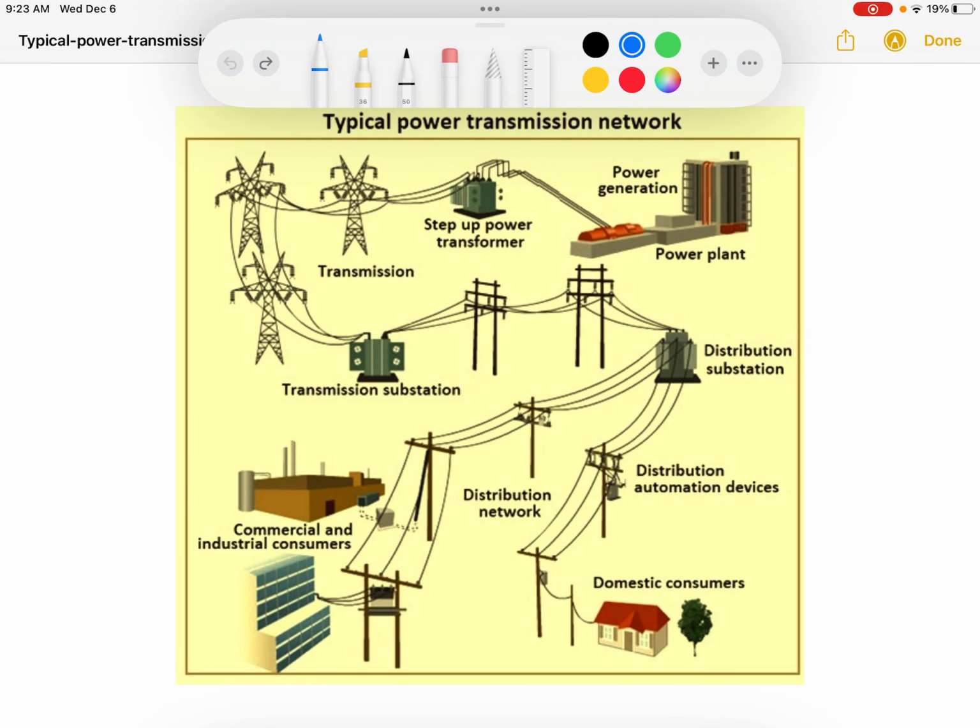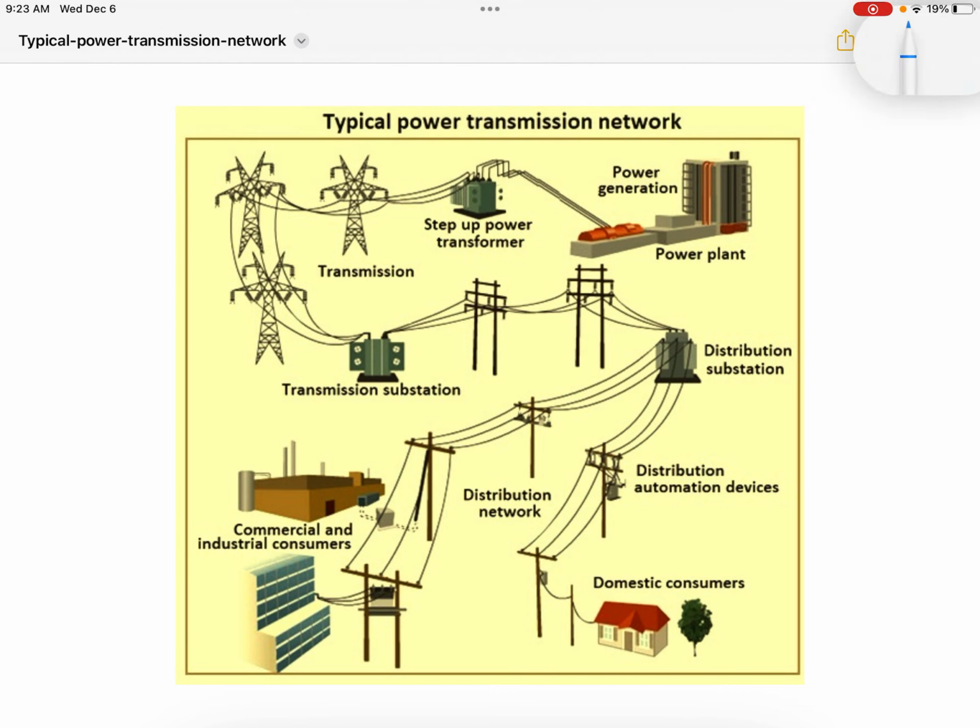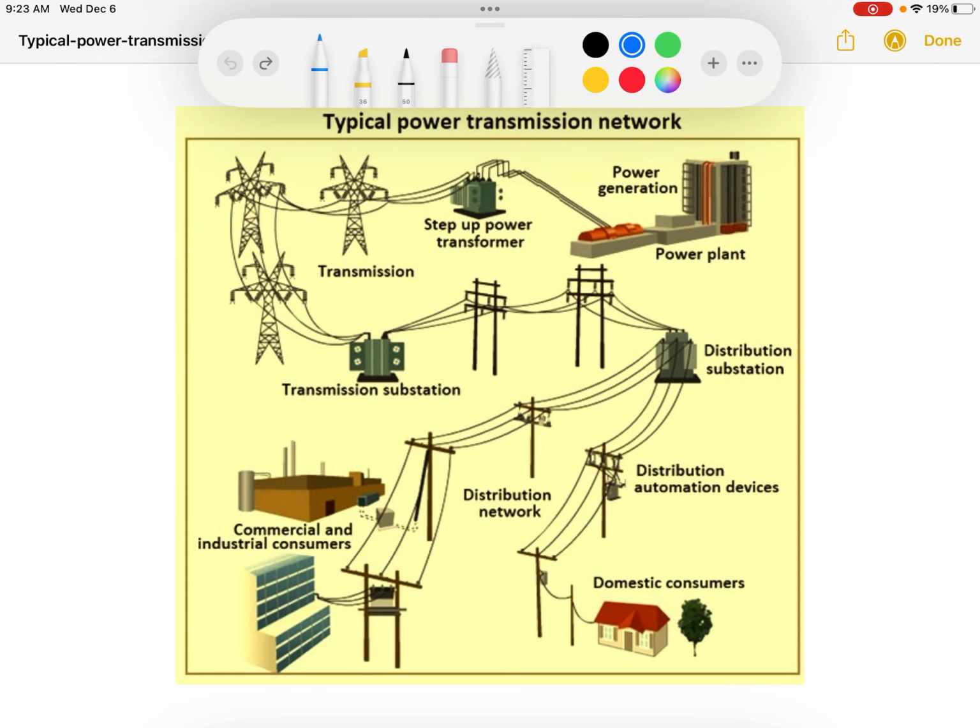Hello everyone. Our first topic is about transformers. But before we go deep into solving problems about transformers, I want you to appreciate the transformer first. So let's view it in a wider perspective. I have here the typical power transmission network. Transformers are one of the most important parts of the power transmission network.